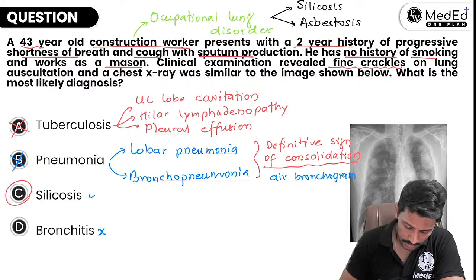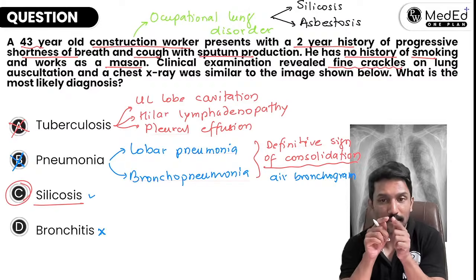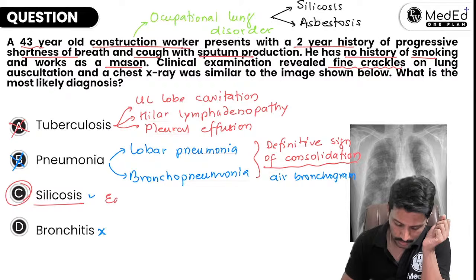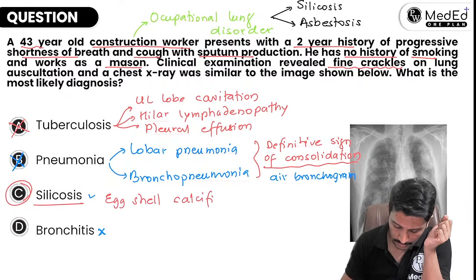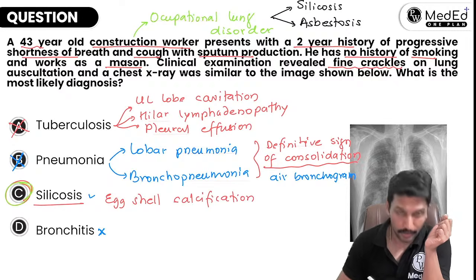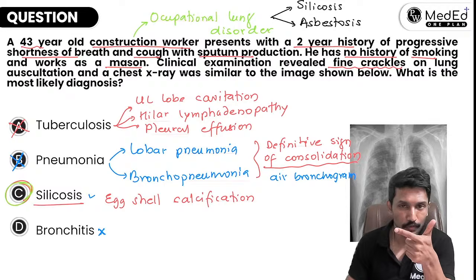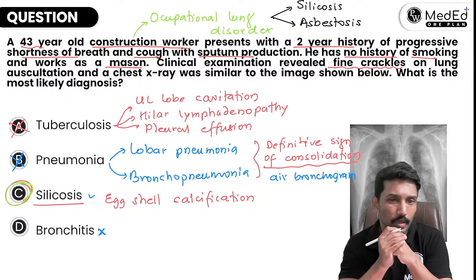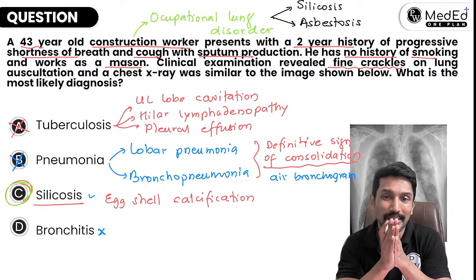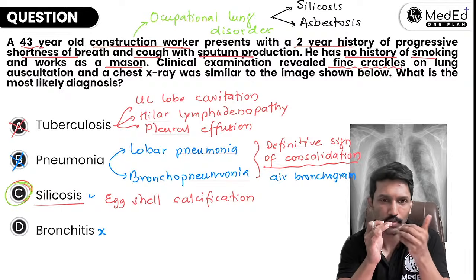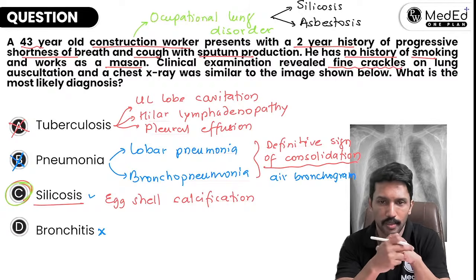So I'm left with only silicosis, and what you are seeing here, they are basically showing what is called as eggshell calcification. Eggshell calcification, making silicosis as the likely diagnosis. Occupation also fits into it, and duration also fits into it. X-ray image also fits into it. So the question is talking about silicosis, not tuberculosis, not pneumonia, not bronchitis.